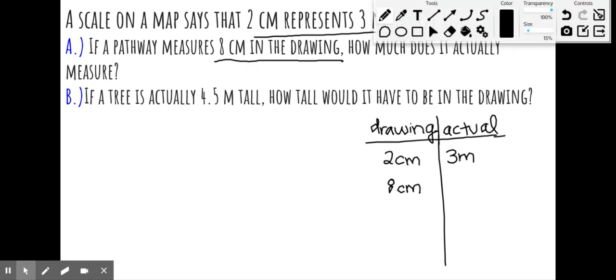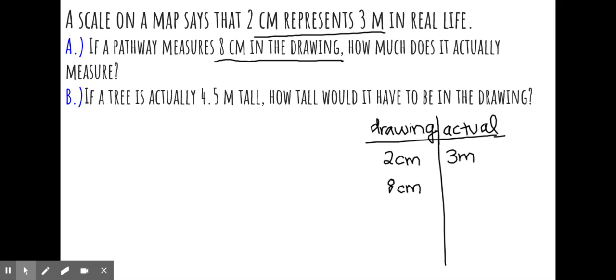Okay, so similar to how we worked these problems out yesterday, every 2 centimeters represents 3 meters. So if we have 8 centimeters, that is 4 sets of the 2 centimeters, 4 times bigger than that. So 2 times what gives us 8? Well, that's 4. If we're multiplying that by 4, we have to multiply the actual corresponding distance by 4 as well. So 3 meters times 4 gives us 12 meters. So our answer for A is 12 meters.